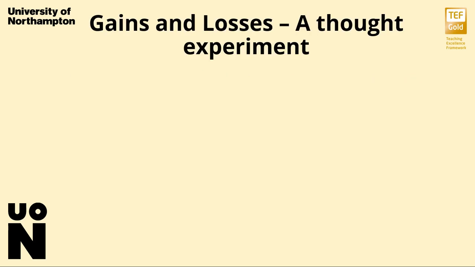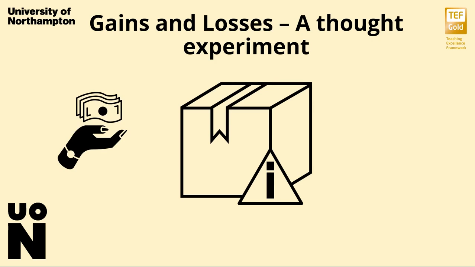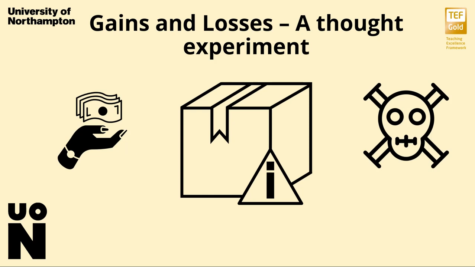I'd like to begin by inviting you to take part in a thought experiment. I want you to imagine that I gave you a box and I told you that inside the box there was either £1 million or a canister of poison gas that would kill you instantly when you opened the box. And I told you that there was an even chance of it being each of those. My question is, would you open the box?